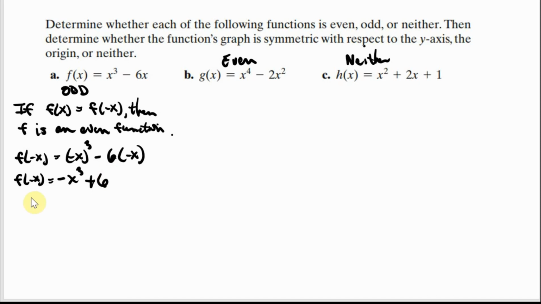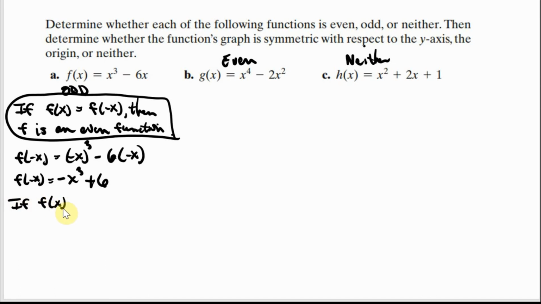All right. I didn't finish. This statement here will actually go with part B. So note, I guess I should write it like this: if f of negative x is equal to negative f of x, then f is an odd function. Okay.